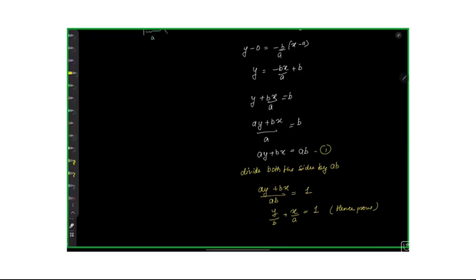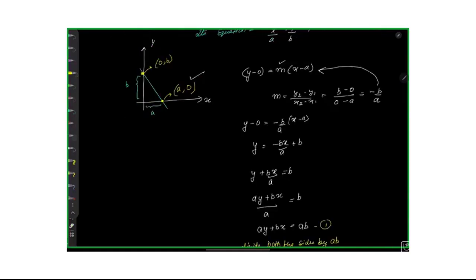Now, if I ask you the length of the line between the coordinates, it is very easy. Apply the distance formula and you'll get the square root of a square plus b square. If I ask you the area of the triangle, it's nothing but half into base into height, which is half ab. So these are very easy problems.